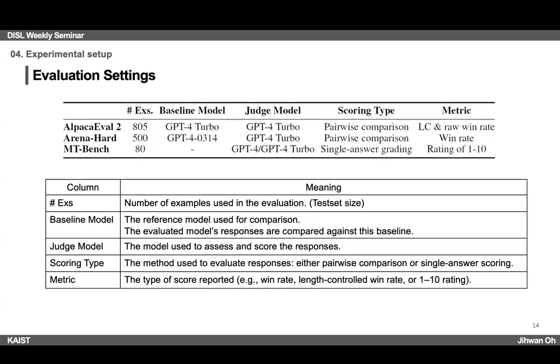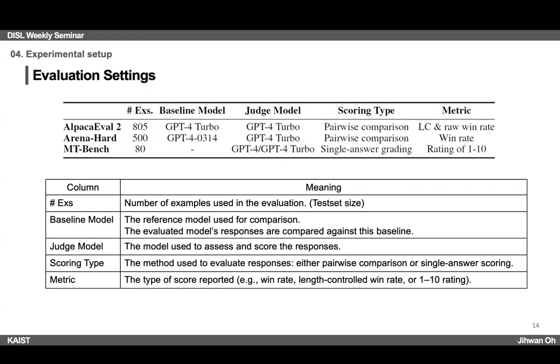And this slide summarizes the evaluation datasets used in the paper. The authors evaluate the models on 3 popular benchmarks: AlpacaEval 2, Arena-Hard, and MT-Bench. Each benchmark differs slightly in its evaluation protocol. AlpacaEval 2 contains 805 prompts and uses GPT-4 Turbo as both baseline and judge. Responses are compared using pairwise scoring, and both raw win rate and length controlled win rate are reported.